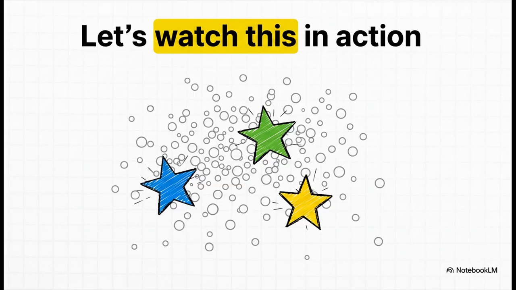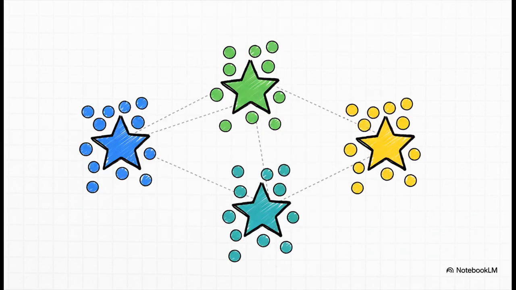Let's actually watch this happen. So imagine this is our data. We've decided we want to find 3 groups, so our K is 3. The algorithm starts by just plunking 3 centroids down in completely random places. And now for step 2, the assignment. Every single little data point measures how far it is from each of the 3 centroids, and it joins the team of the one it's closest to. And bam, just like that, you can see they're now colored based on which cluster they belong to.